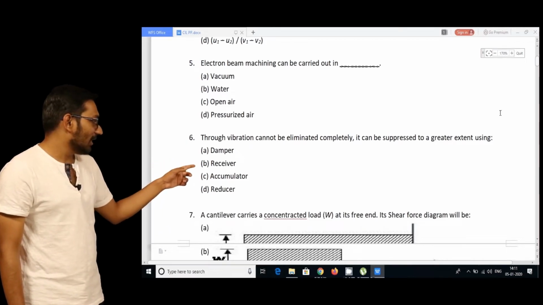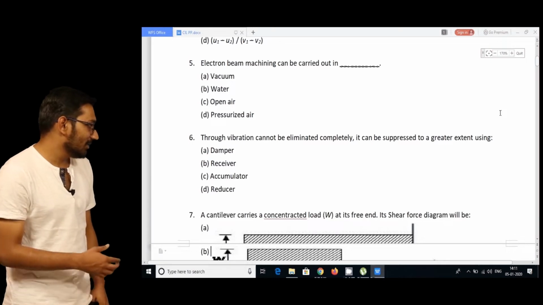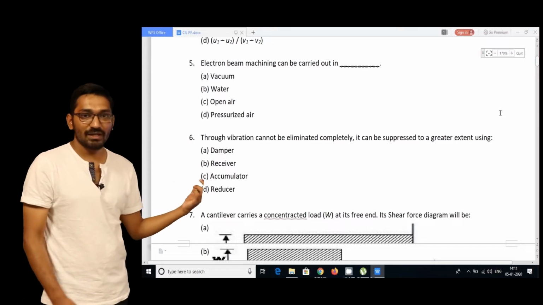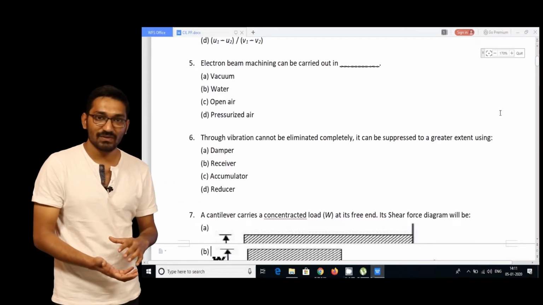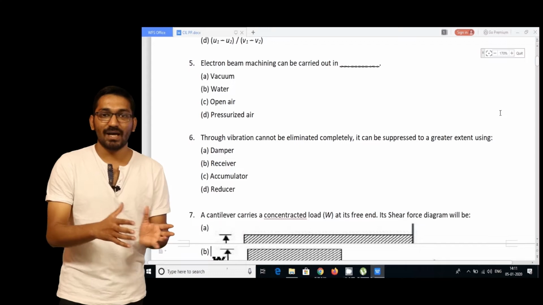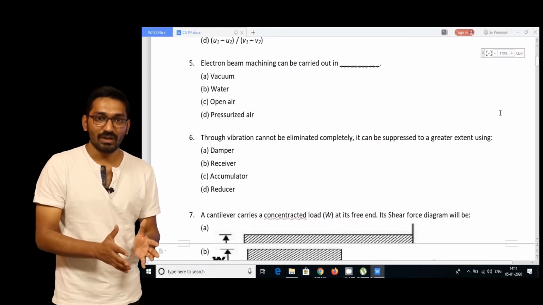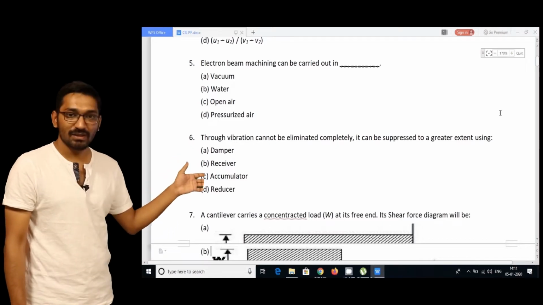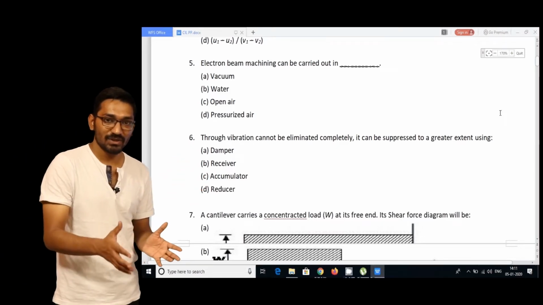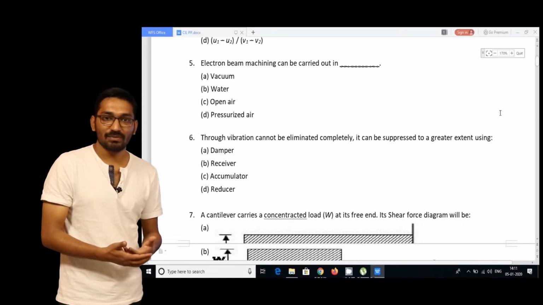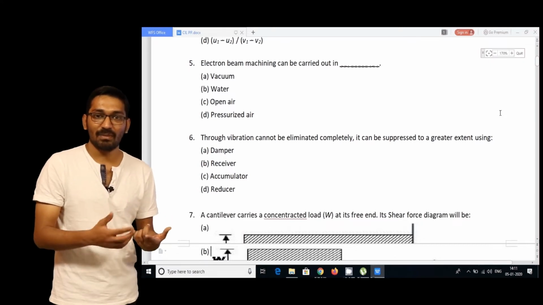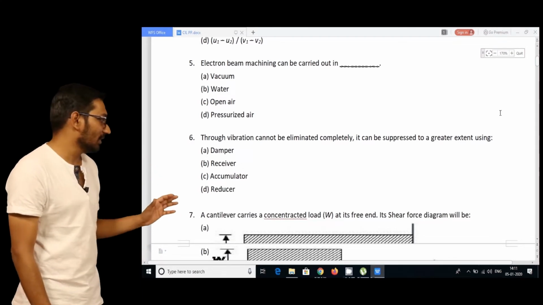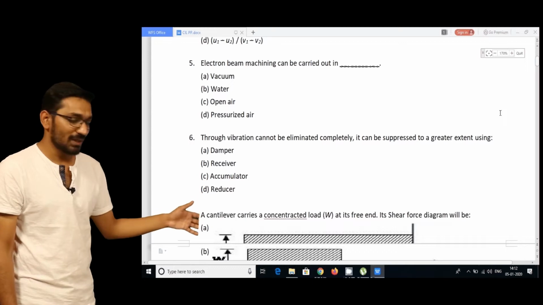Next question is, through vibration cannot be completely eliminated. It can be suppressed to a greater extent using, as you know, the damper to reduce the vibrations. Damper force is directly proportional to velocity, as you know, and with the help of a damper you can reduce the vibration in any machine or in any object. And you know that there are 3 types of vibrations, that is damped vibration, over damped vibration, under damped vibrations. So with the help of your damper we can reduce the vibrations.